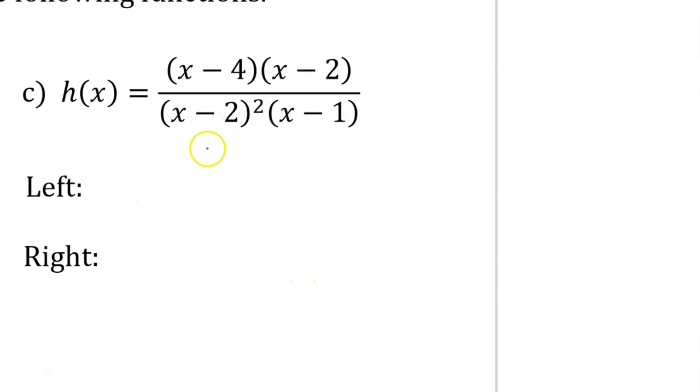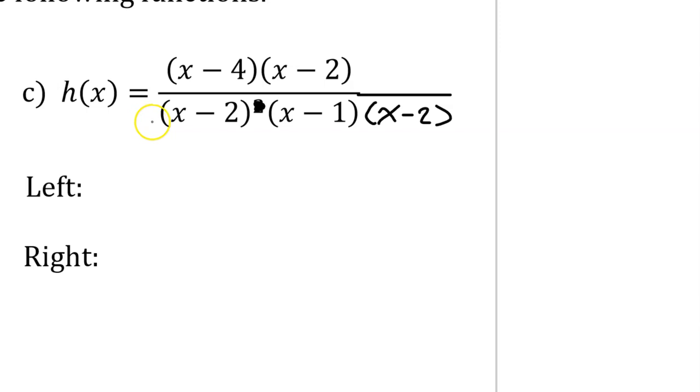Part C. Do we have a hole or a vertical asymptote at x equals 2? We have to be very careful because we have x minus 2 squared. You have to remember that that means x minus 2 times another x minus 2. I don't have room over here, so I'm going to cross out the exponent and write the second x minus 2 separately so you can really sort of see what's going on.